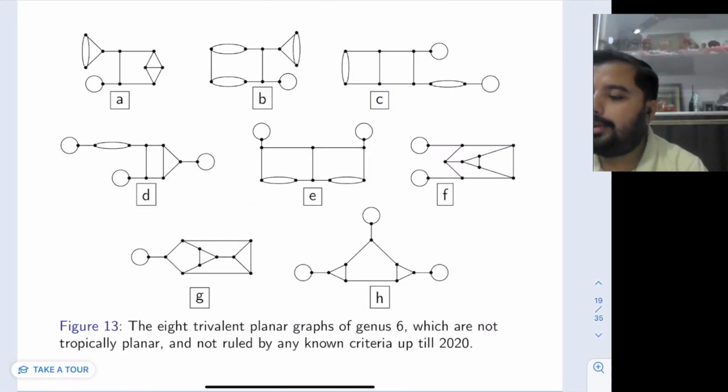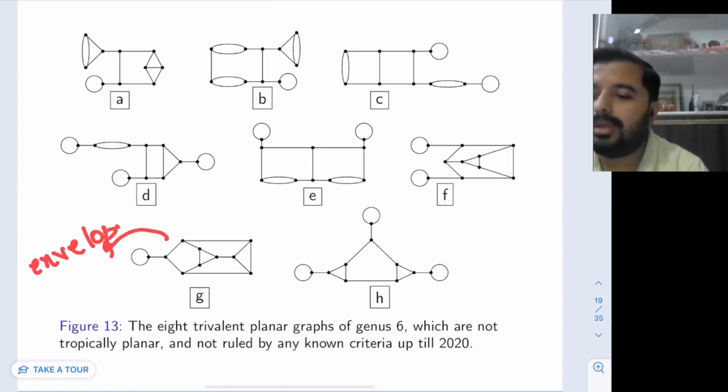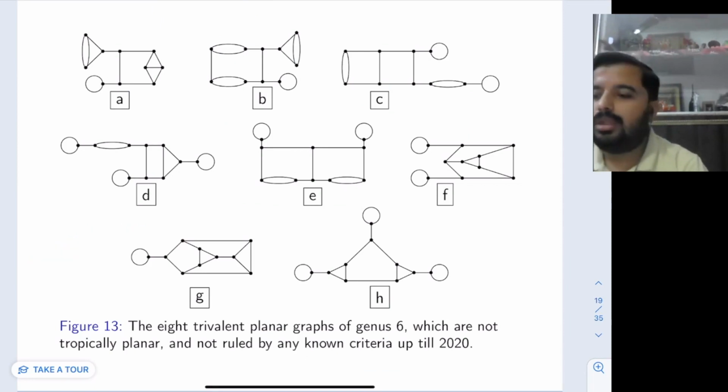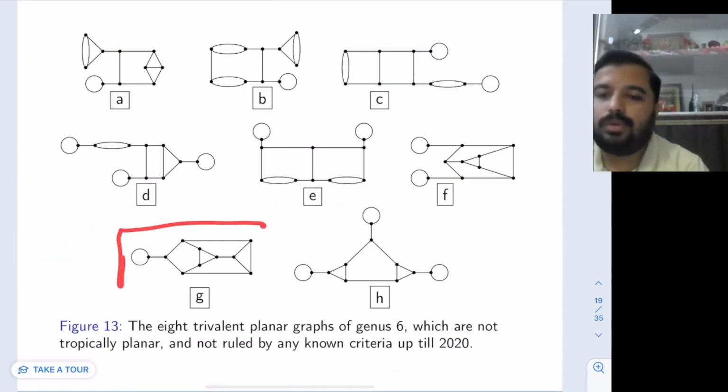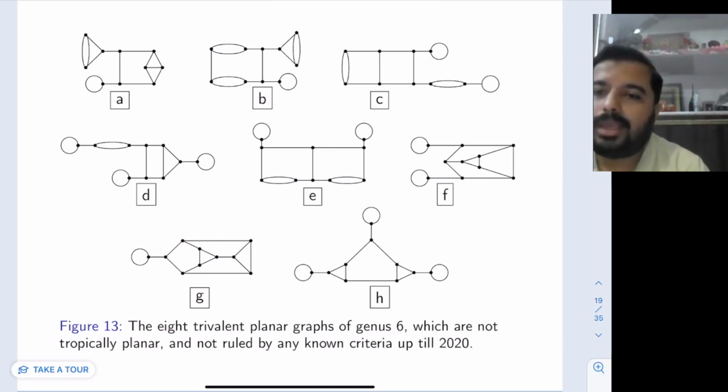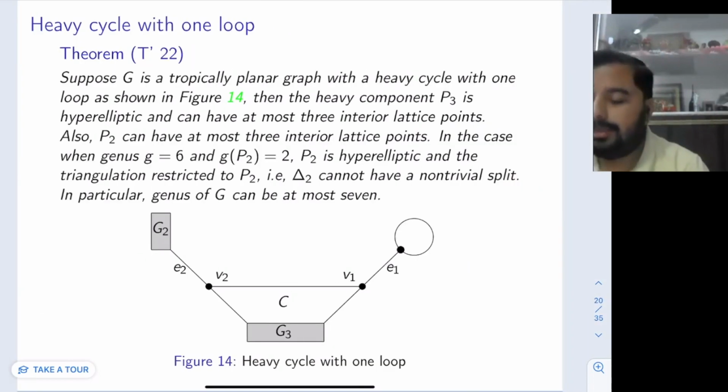And I call this graph env loop. It's sort of an envelope and a loop. So this graph I refer to as envelope. So if you just take this one out from the 388, all others can be ruled out. So I didn't feel the need to maybe add one more criterion just for one graph. So the framing of the statement is, if your graph is not envelope and loop to begin with, then all others can be ruled out.